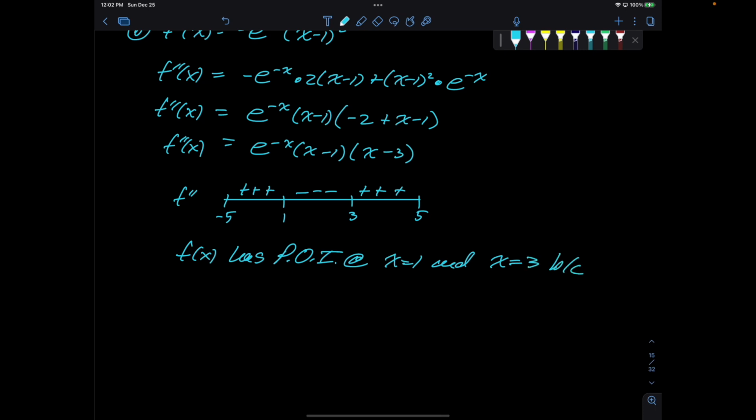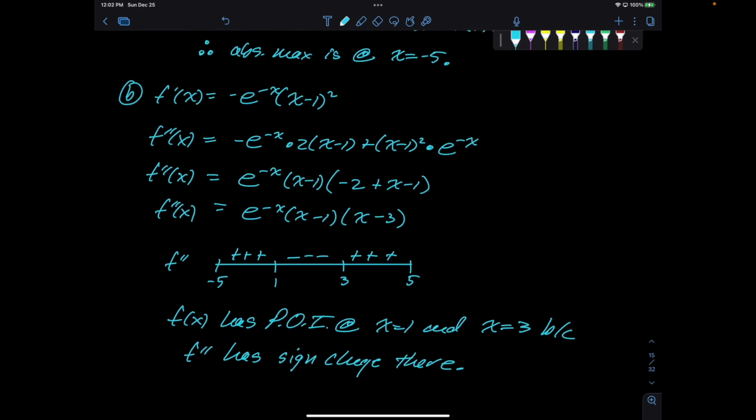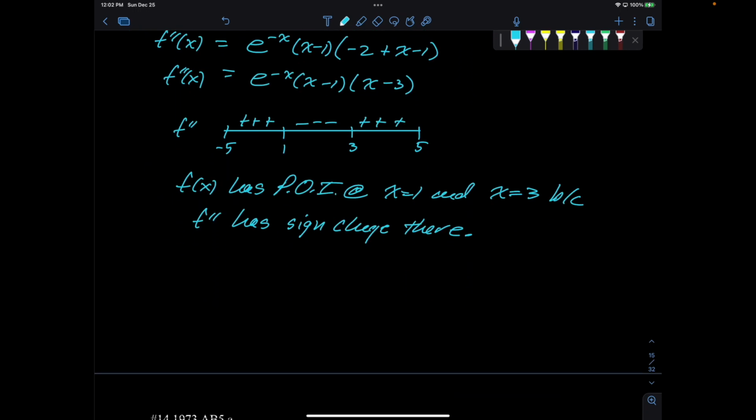And our reason is because f double prime has a sign change. And I'm just going to write there. Should be like at those values would probably be better, but that's what I'm going to go with. All right. Next up.